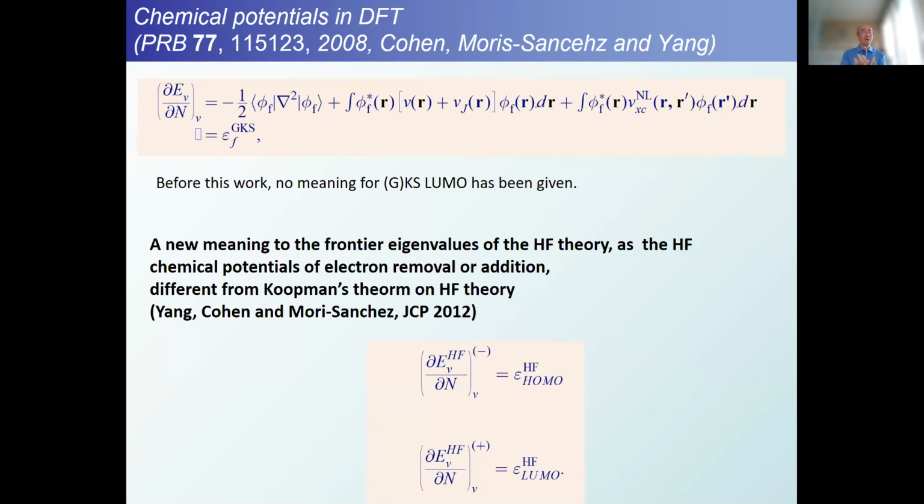No statement has ever been made about the meaning of the LUMO in a Kohn-Sham calculation. But here we have exactly the proof that they are just as meaningful as the HOMO, describing electron addition. So in Hartree-Fock theory, you can reinterpret the result as a Hartree-Fock approximation to the chemical potential. That's the HOMO of Hartree-Fock or the LUMO of Hartree-Fock. This is very different from Koopmans' theorem: same conclusion, but very different meaning.